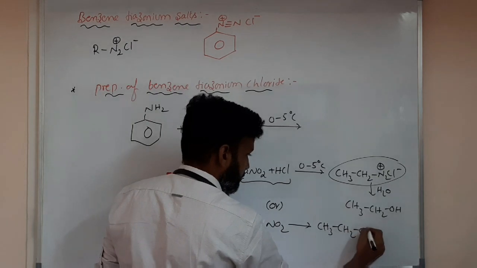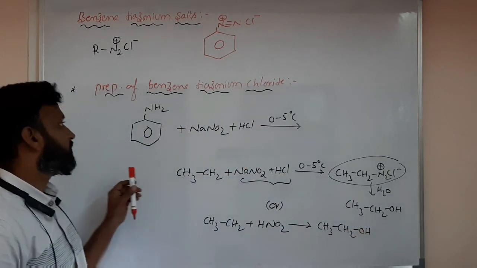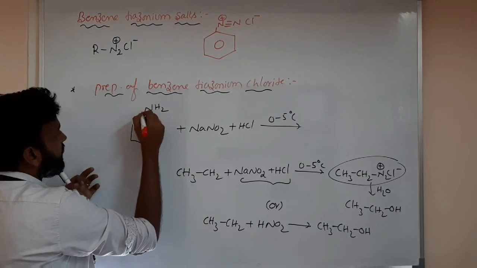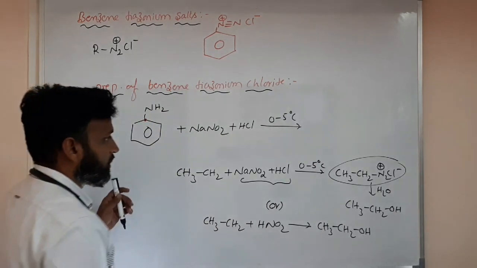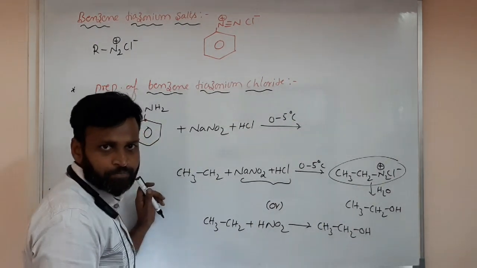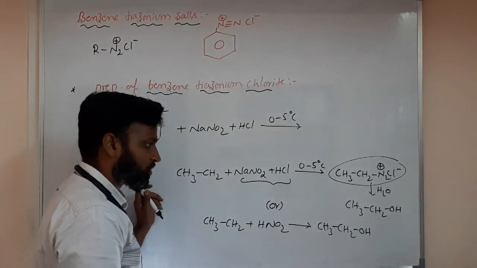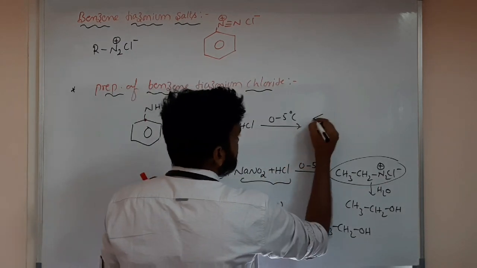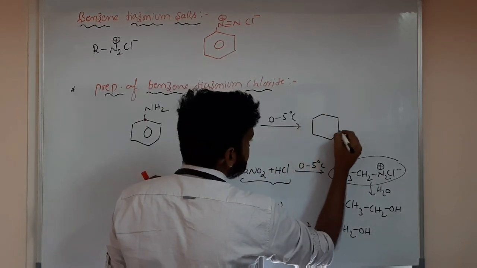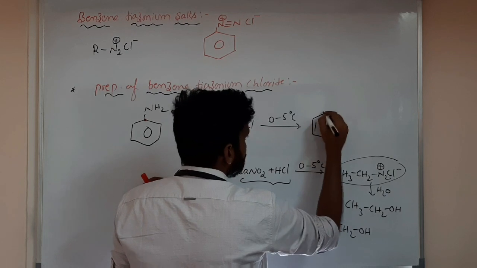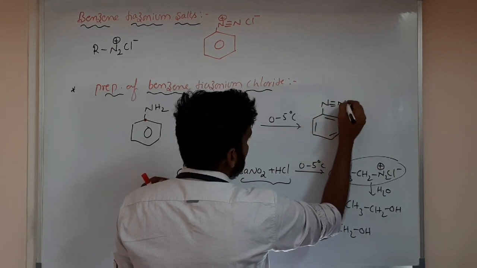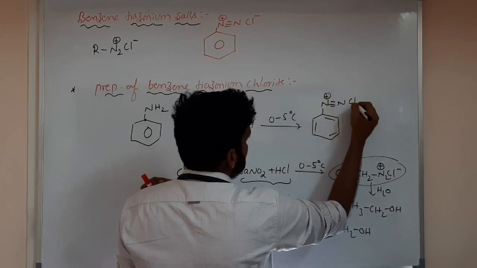But directly you can write CH3 CH2 OH. For benzene, this carbon and nitrogen have double bond character, so phenol won't form directly. Further, stronger hydrolysis is required. So now what you will get here is C6H5 and N triple bond N plus and Cl minus.